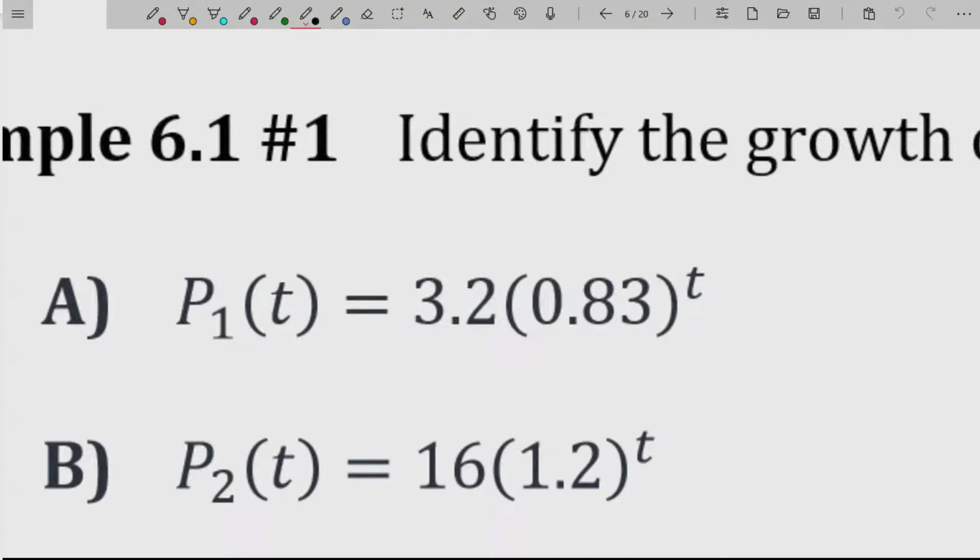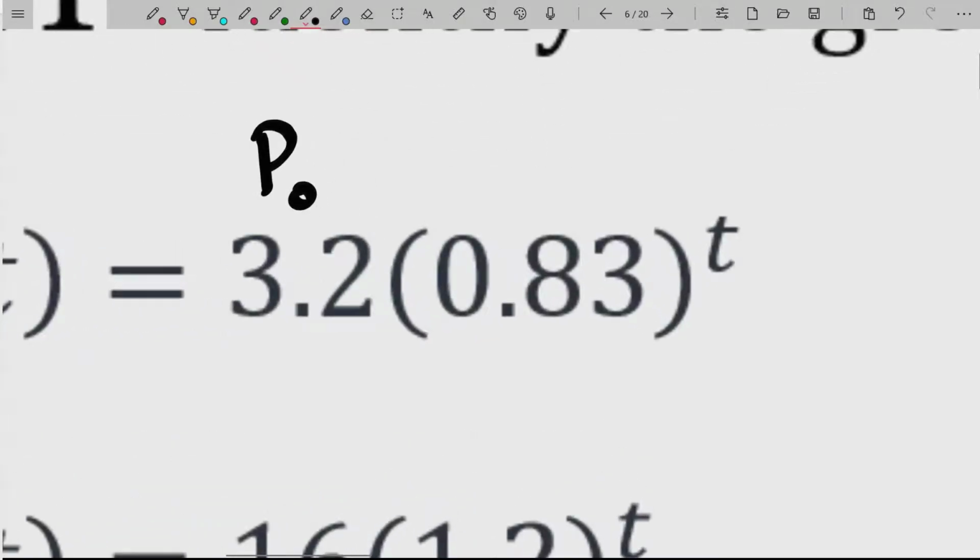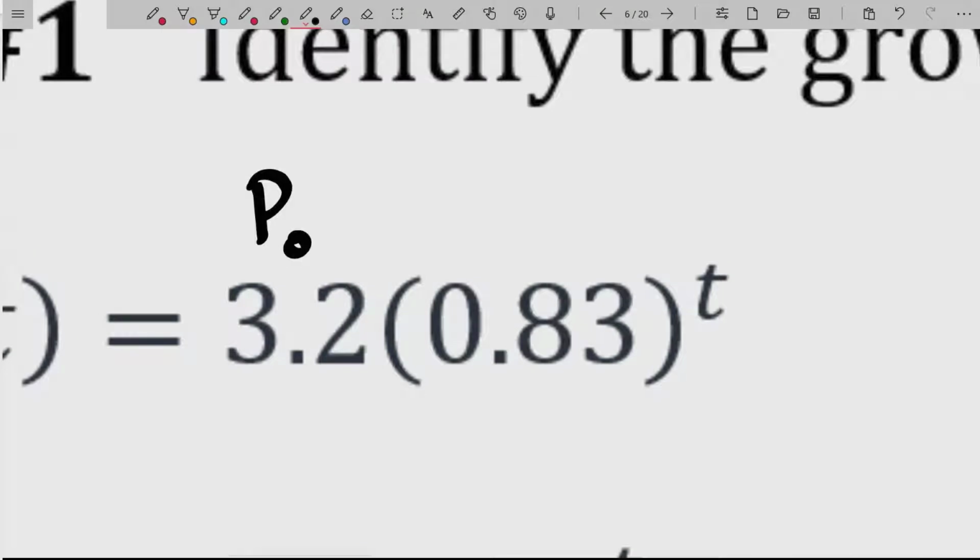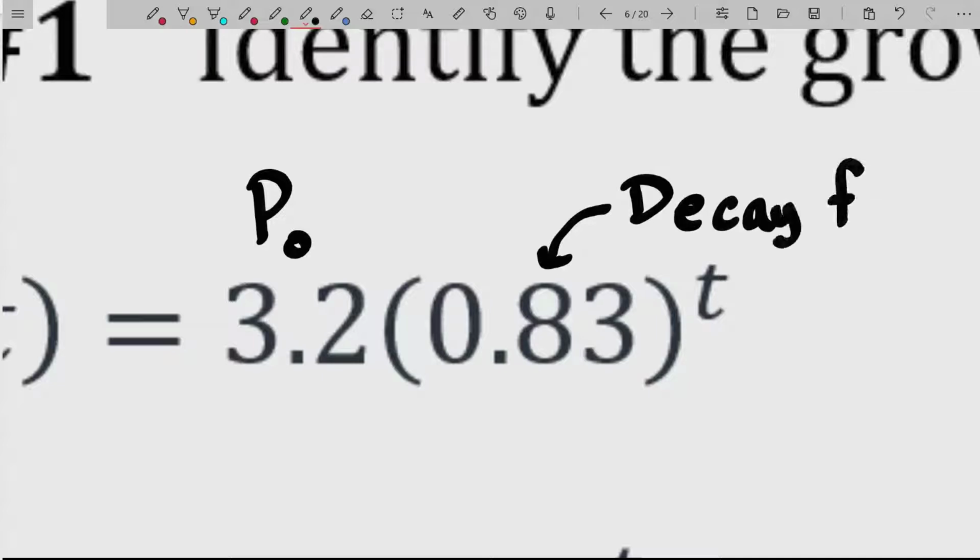First of all, the initial population, whatever this is, is 3.2. It could be $3.2 billion, or it could be 3.2 million people, or it could be 3.2 gallons of ice cream. Whatever it is, doesn't really matter. I always put a story behind exponential problems because I really like exponential problems. Anyhow, the fact that the base on the exponential function is less than 1 tells me that we have a decaying population. So this is a decay factor.